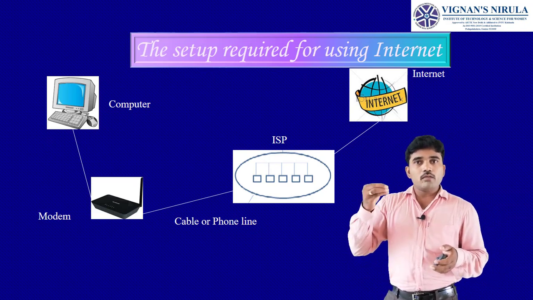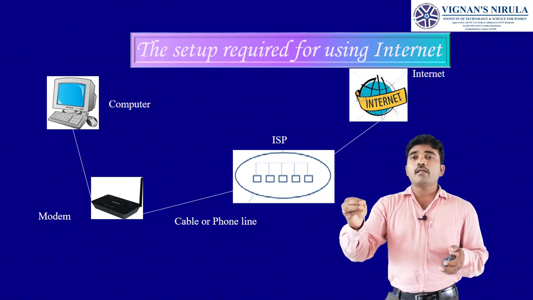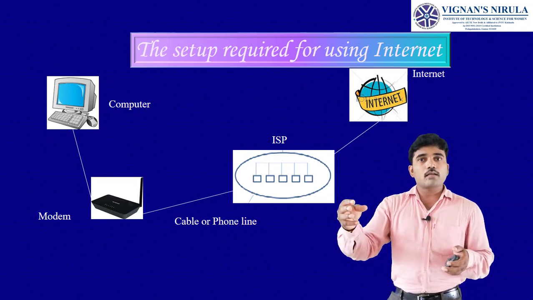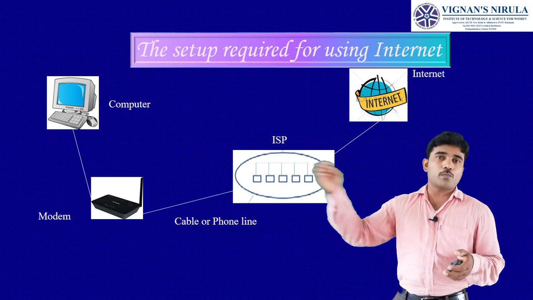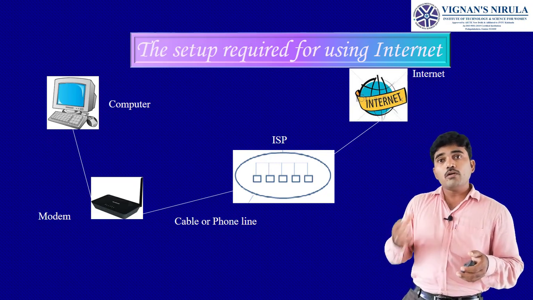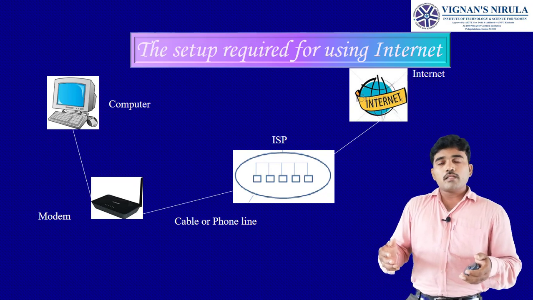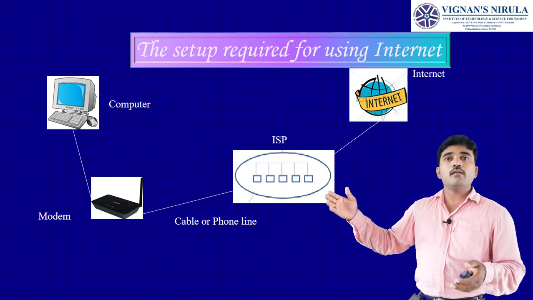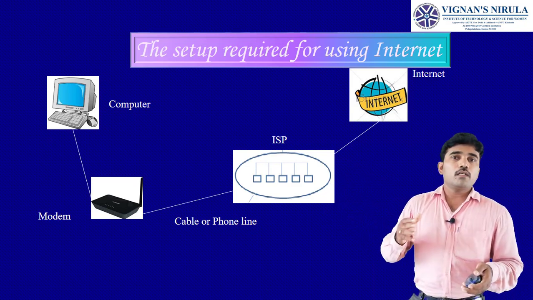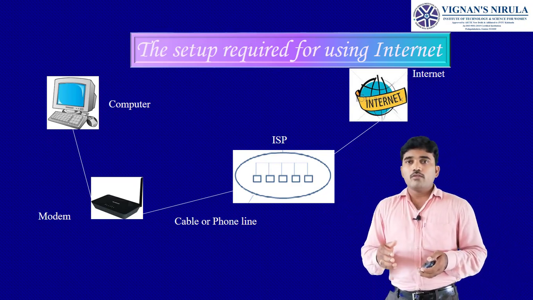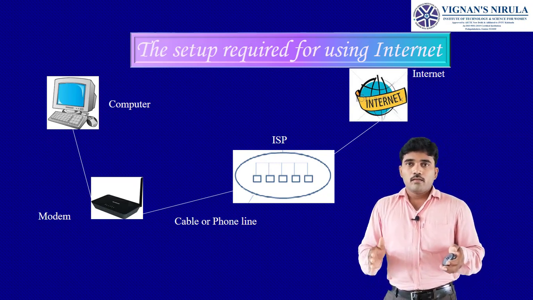If anyone wants to use the Internet, your computer must have a network interface card, which in turn is connected to a local area network, and that is connected to the Internet service provider. If your computer does not reside in a local area network, it must be connected to the Internet service provider either by using a modem or a phone line. That is the typical setup required for using the Internet, and that is all the basics related to the Internet.